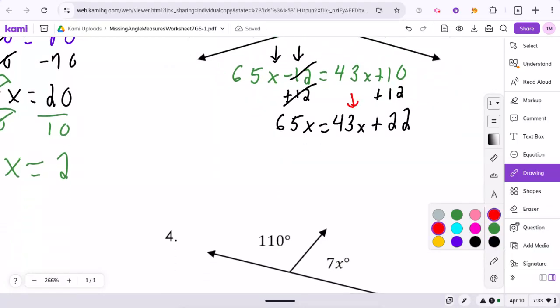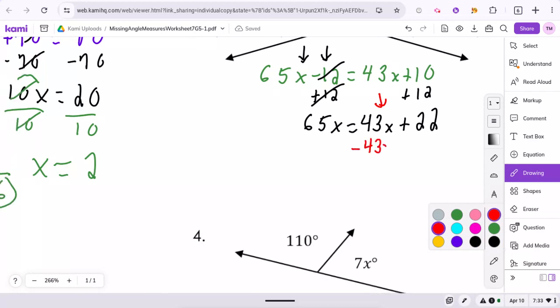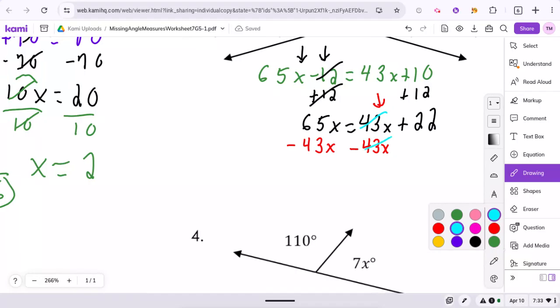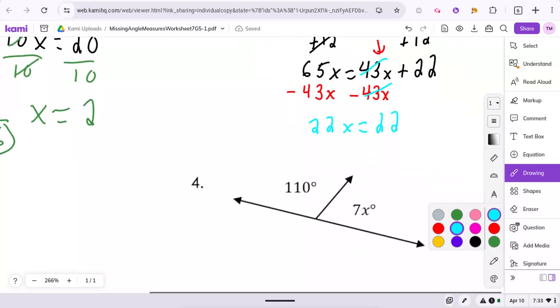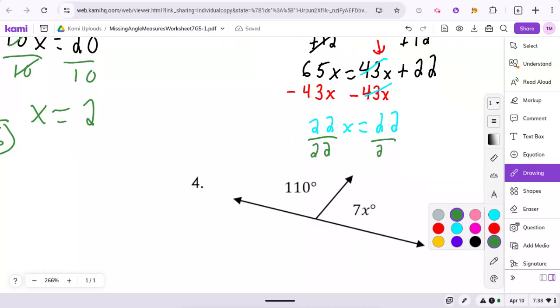Then I would want to get the 43x off of this side. So I would do minus 43x over here, minus 43x on the other side. These would cancel. You'd be left with 22x equaling 22. And then you would divide by 22 on both sides. These would cancel to 1. You'd have x equals 1.